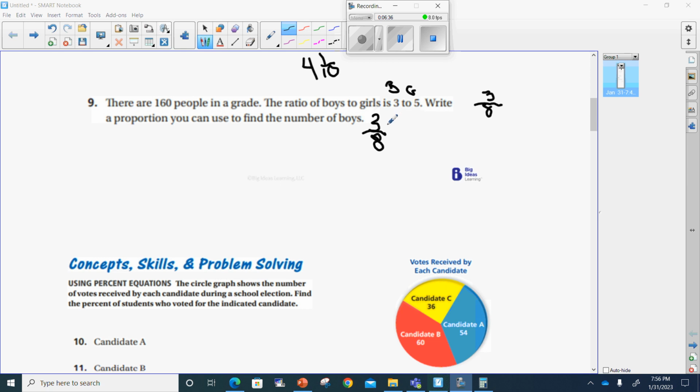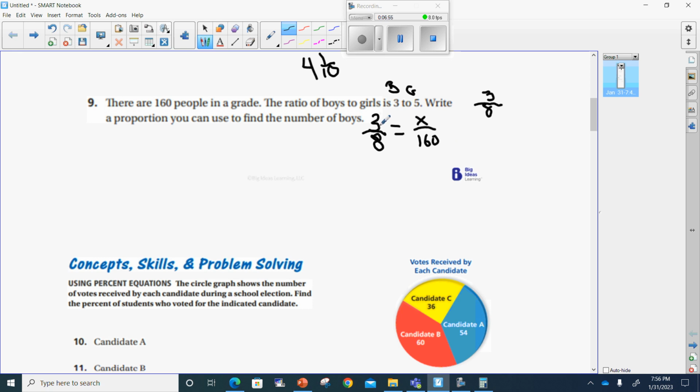Now let's finish it off. We know that 3/8 are going to be boys, but remember they said there are 160 people in the grade. That's total. So I'm going to put 160 down here because that's the total amount in the grade, and we're putting that equal to x over this. We're wanting to find out how many are going to be boys out of that 160.